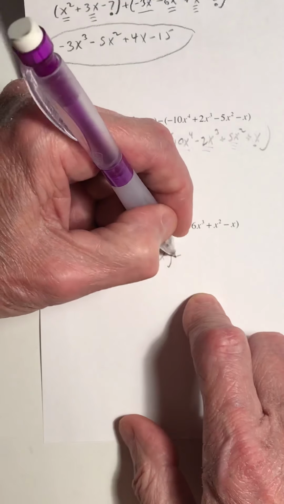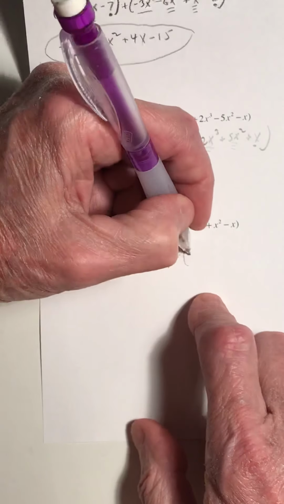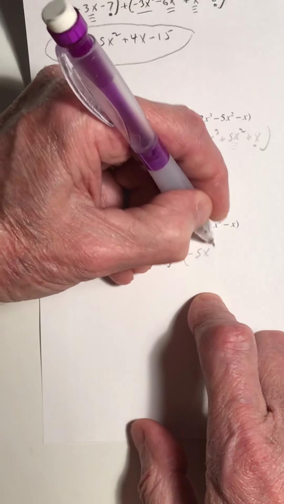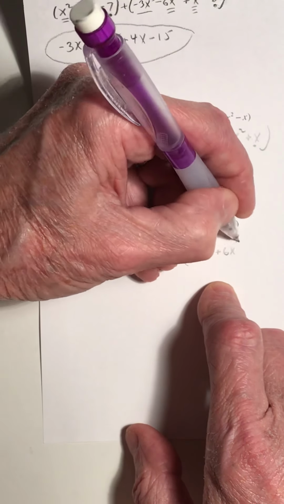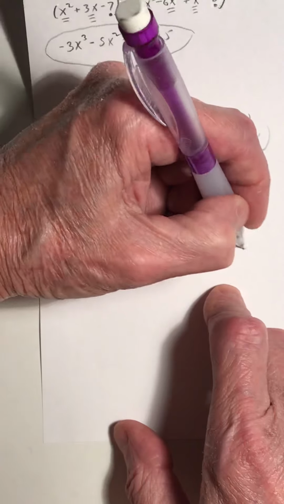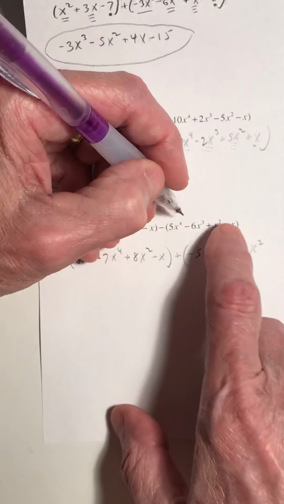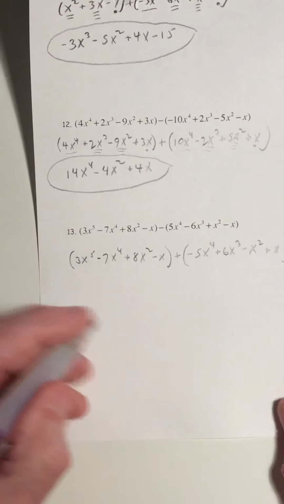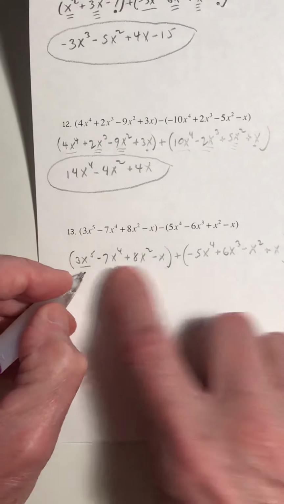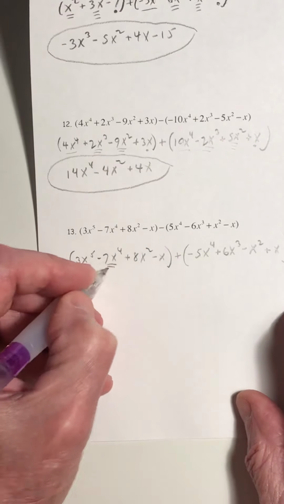Change this to add the opposite. Minus 5 plus 6 minus 1 and plus 1. Okay? Oh, here's an x to the 5th. No other x's to the 5th. There's an x to the 4th.